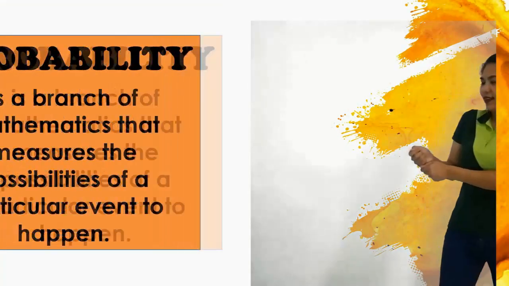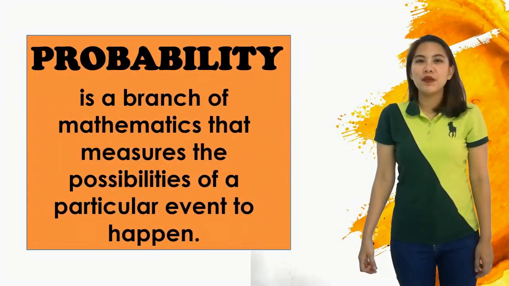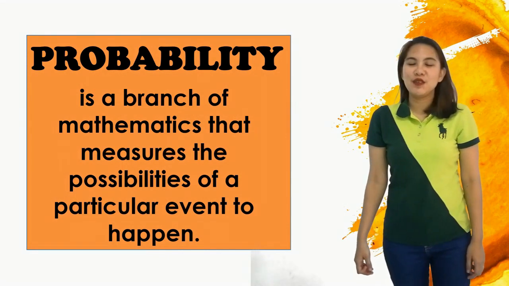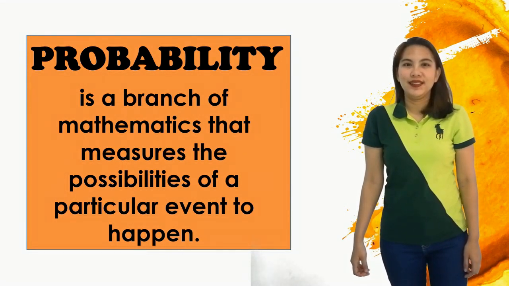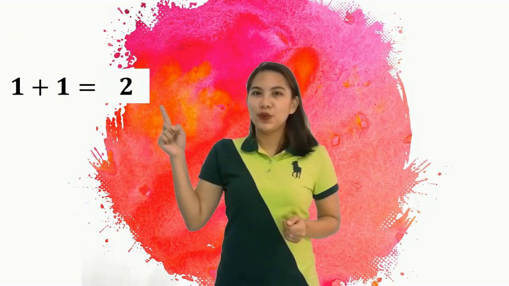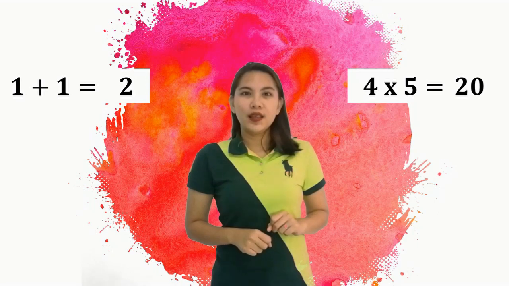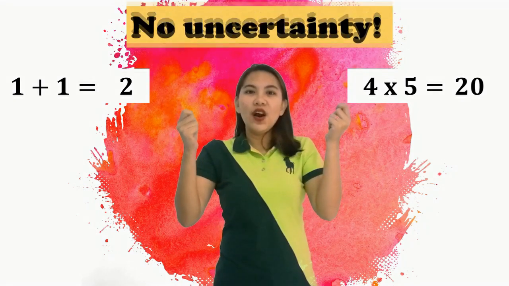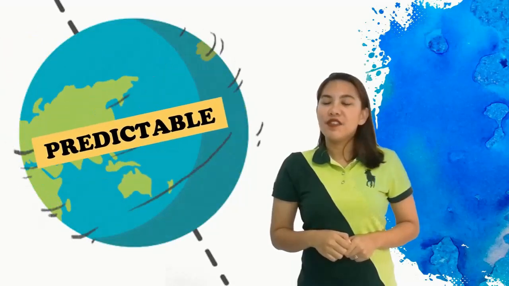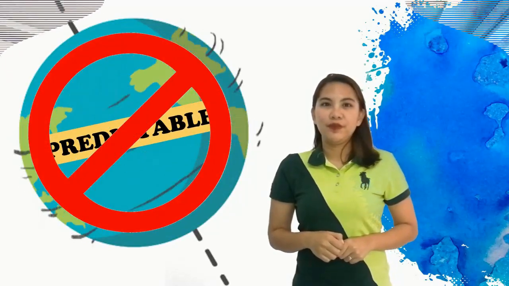What is probability? Probability is a branch of mathematics that measures the possibilities of a particular event to happen. Usually in math, we deal with things that always happen the same way. They're completely certain. Like when we add 1 and 1, we're always gonna get 2. And when we multiply 4 and 5, we're always gonna get 20. There's no uncertainty at all. But in the real world, things aren't always so predictable.